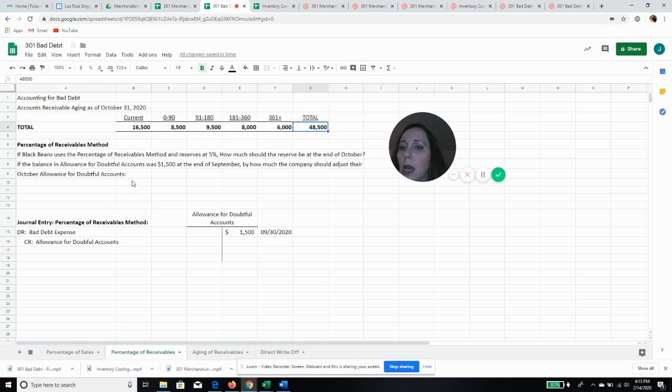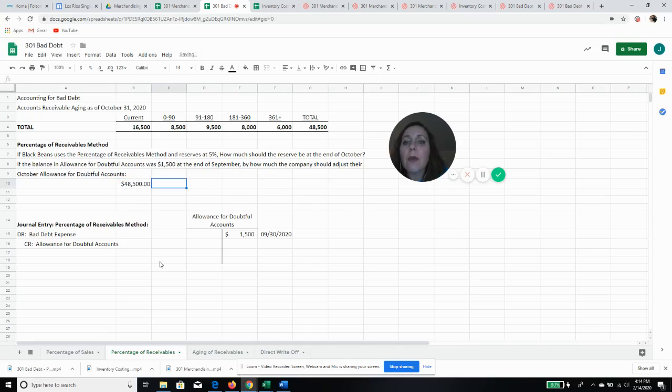So at the end of the month, at the end of October, when we go to do this, we take our total accounts receivable balance, $48,500, and we multiply it by the reserve amount. And again, this is an amount that management will come up with, saying historically about 5% of our accounts receivable goes bad.